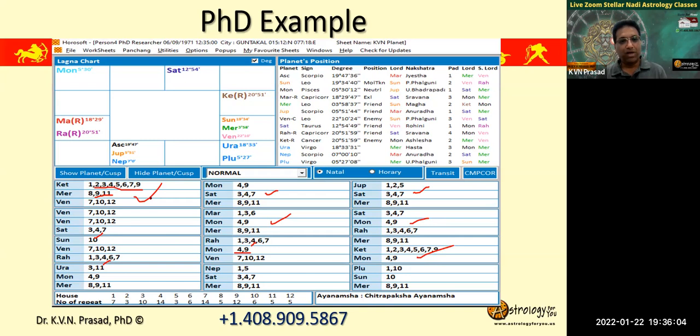So 1, 2, 3, 4, 5, and this is partial. These are other partial ones.